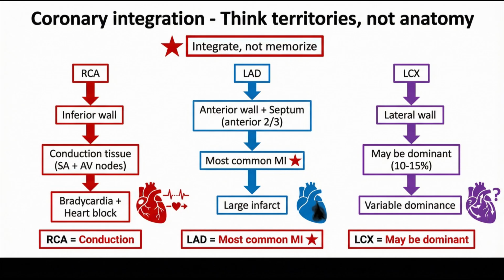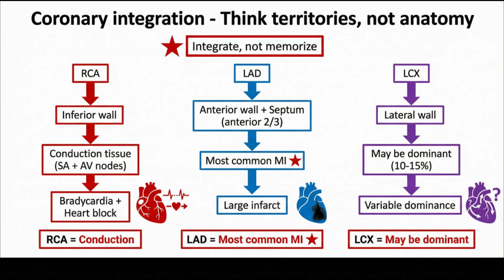At this stage, coronary anatomy must be integrated rather than memorized. The RCA supplies the inferior wall and most conduction tissue. The LAD supplies the anterior wall and septum and is most commonly occluded. The LCX supplies the lateral wall and may be dominant.